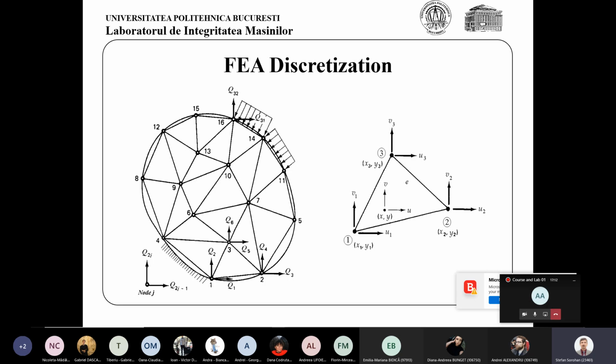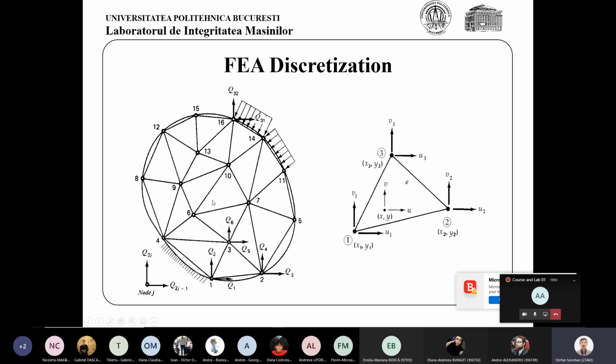So the idea is, instead of analyzing the initial body, we can make some analysis for this system in which we replace the initial body with some simple bodies, which in this example are triangles. Don't forget the triangles are connected to each other only in some particular points, and these particular points are called nodes.